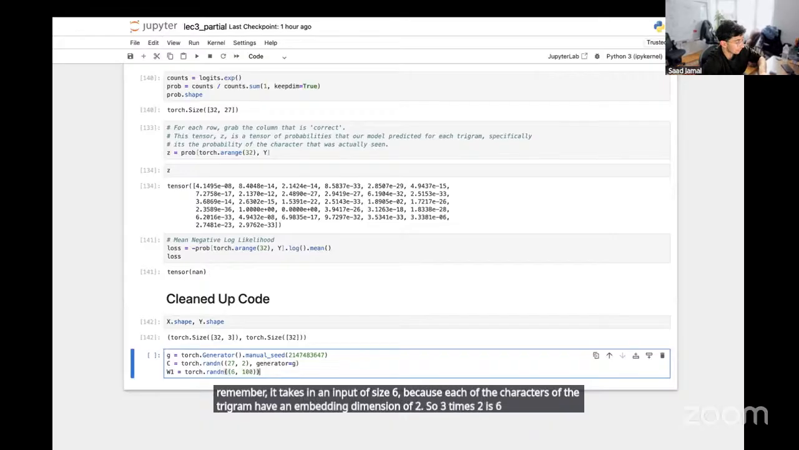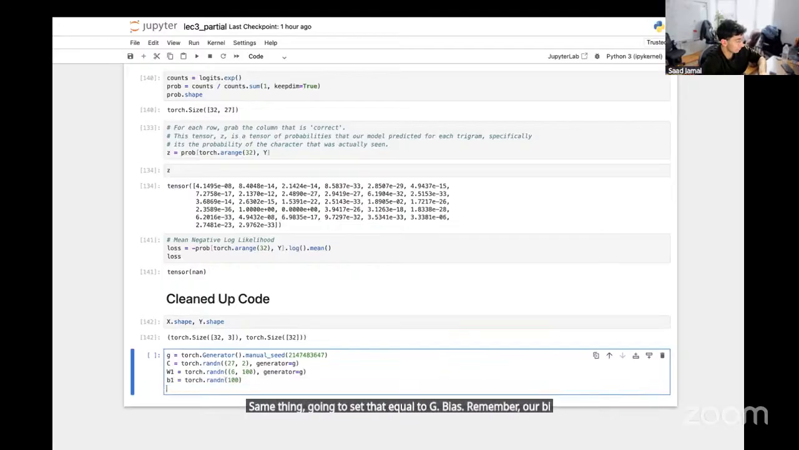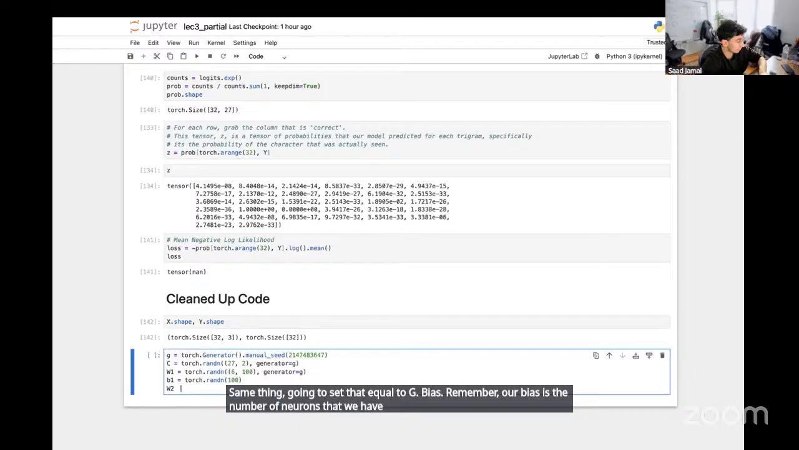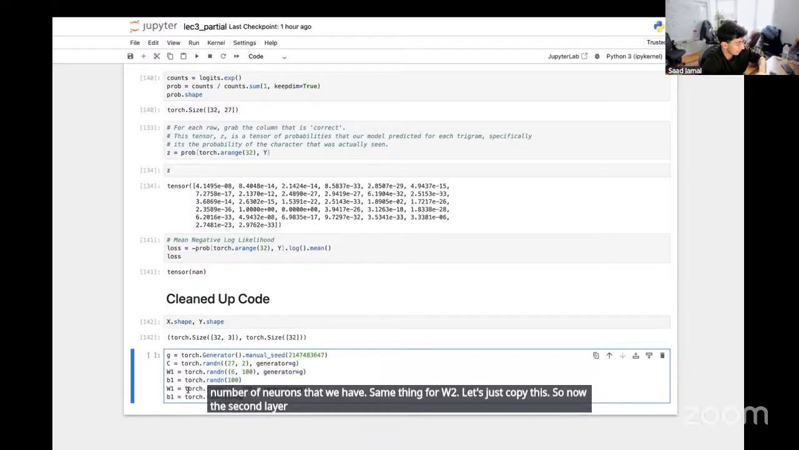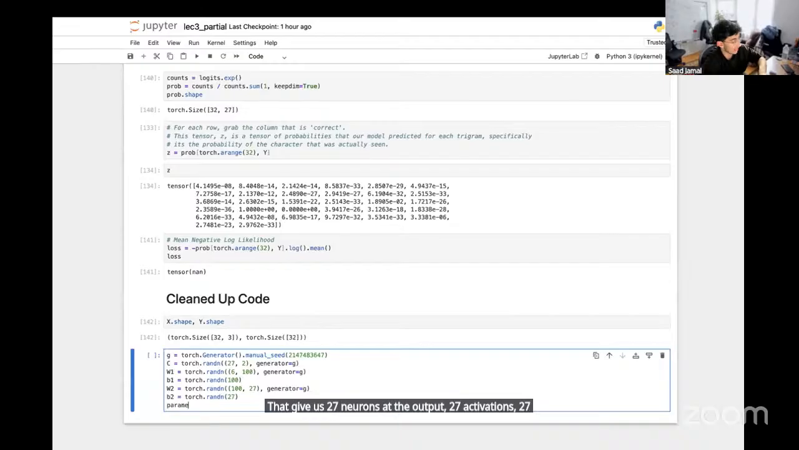Our hidden layer was of size 100. Same thing, going to set that equal to G. Bias, remember, our bias is the number of neurons that we have. Same thing for W2, let's just copy this. So now the second layer of our neural net is going to be 100 input neurons that give us 27 neurons at the output, 27 activations, 27 biases. That is our model.